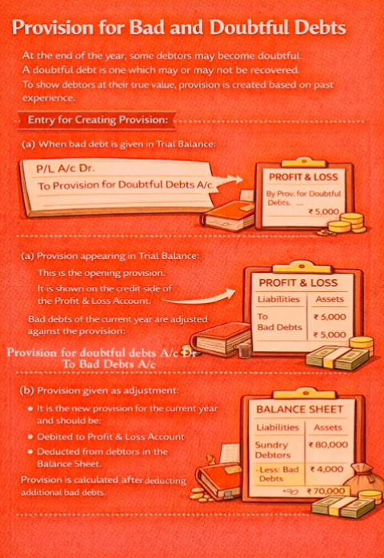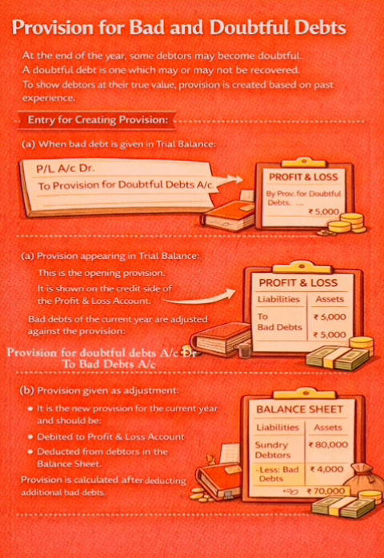Provision for bad and doubtful debts. At the end of the year, some debtors may become doubtful. A doubtful debt is one which may or may not be recovered. To show debtors at their true value, provision is created based on past experience. Entry for creating provision: Profit and loss account debit to provision for doubtful debts account.